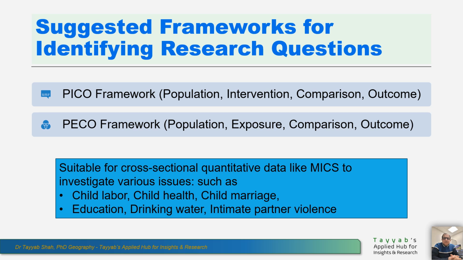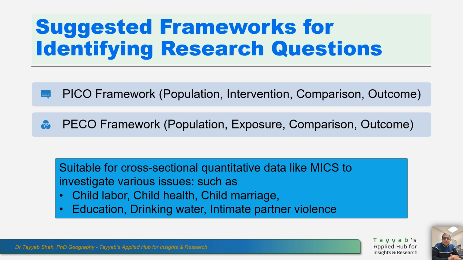So I think this is a suitable framework, especially when we have cross-sectional quantitative data like MICS, which has different areas close to health and other social sector indicators. For example, child labor, child health, marriage and education, drinking water, intimate partner violence. So there are so many topics over there, between health and social sector areas.